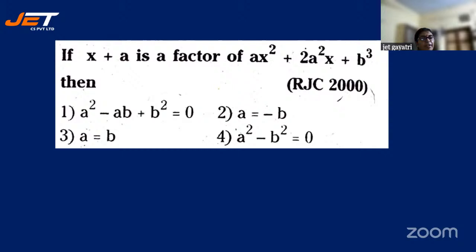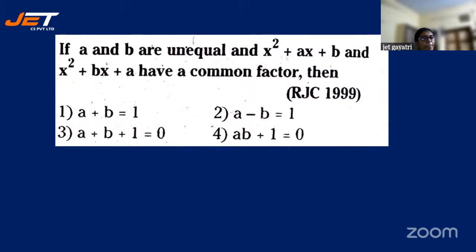If x is a factor of a square plus 2a square x plus b cube, then what is the condition? Okay. So it means a should be equal to b. Alright, see the next question. If a and b are unequal and x square plus ax plus b and x square plus bx plus a have a common factor, then what is the answer?